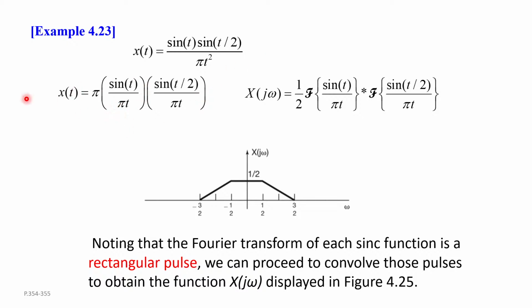Anyway, we put a pi here and supplement another pi. So you have two sinc functions, and we know the Fourier transform of a sinc function is a square root function. So the Fourier transform of your x is going to be the convolution of two square root functions.